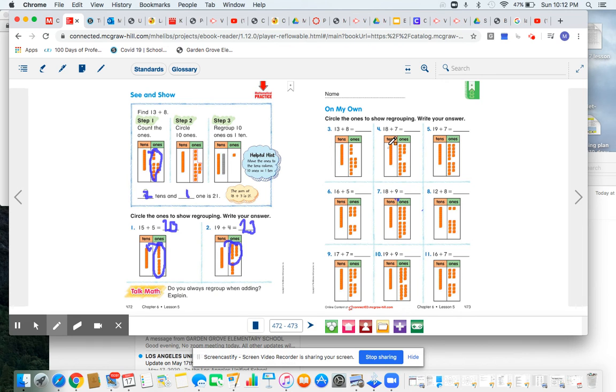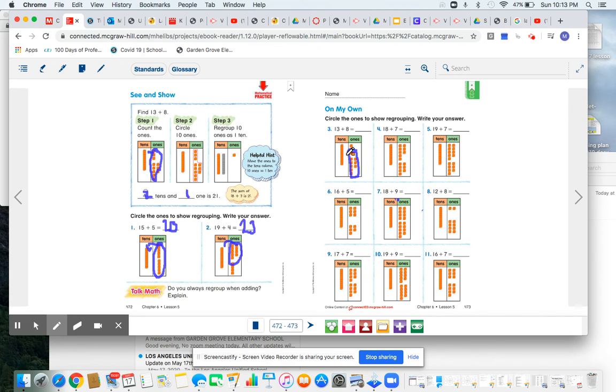Okay, so we're going to go ahead and we're going to regroup, and I'm going to show you. So here it says 13, so it's 10 and 3 plus 8. So this is my plus 8. So I already know that here, this is a group of 8, so I'm not going to count it. So I'm going to count 9, 10. Boom, that is my group, my base 10 group.